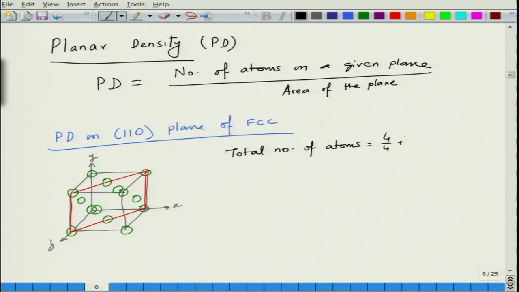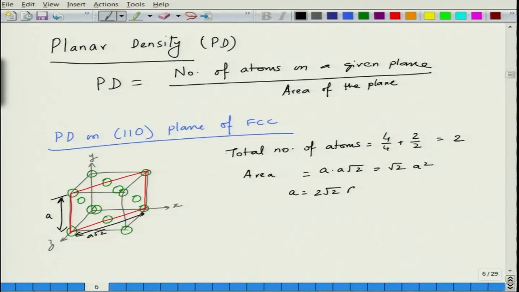basically you can say 4 by 4 plus 2 by 2, this is 2 within this area. And what is the area? If the atomic radius is R, you can see that this is A, this is A root 2. So this is A into A root 2, which is root 2 A square. And in FCC we know that A is equal to 2 root 2 R, where R is the radius of atom. This will work out to be 8 into root 2 R square.